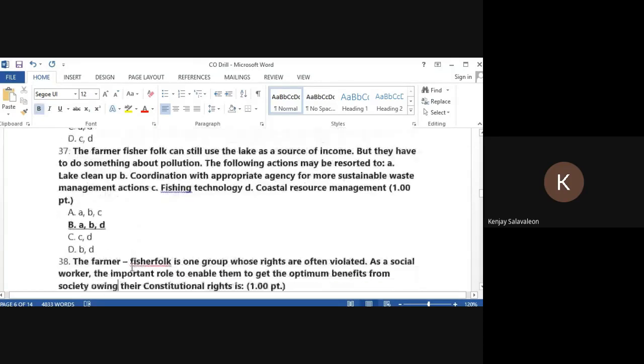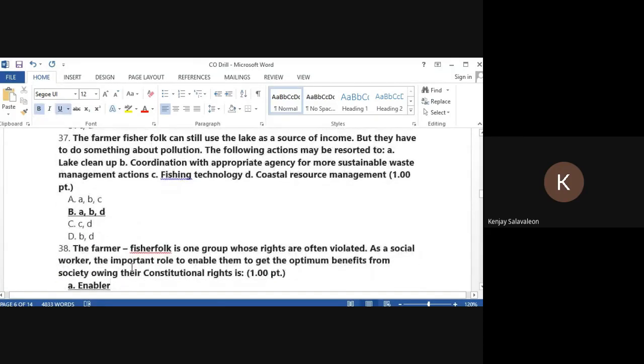37. Farmer fisher folk can still use the lake as a source of income, but they have to do something about pollution. The following actions may be resorted to. A. Lake cleanup. B. Coordination with appropriate agency for more sustainable waste management. C. Fishing technology. D. Coastal resource management.